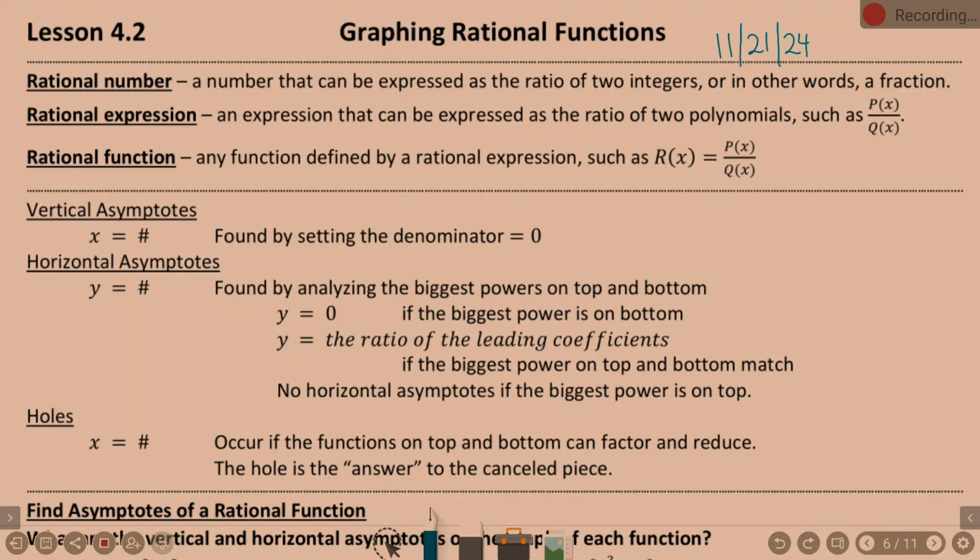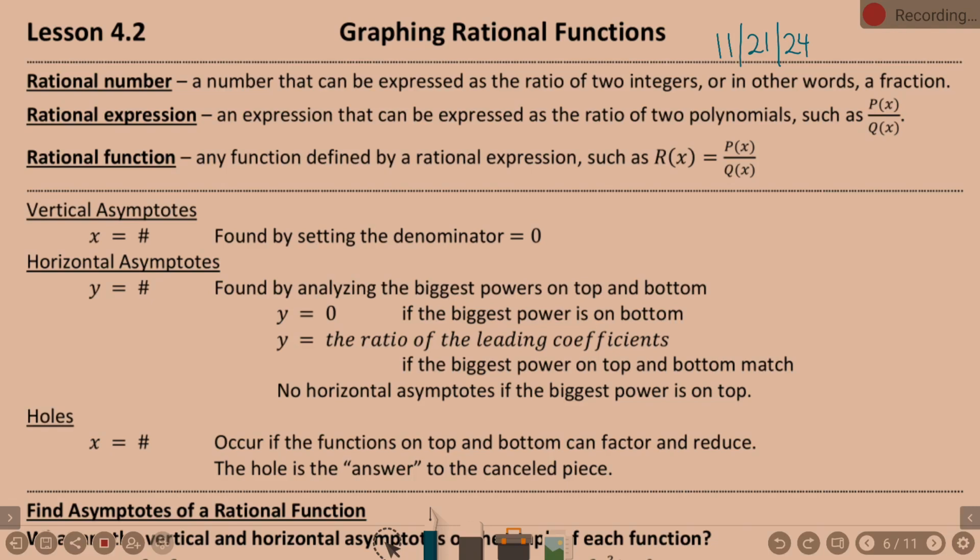4.2, officially it's graphing rational functions. Now, if you're looking at your notes, there's no graphs till we get to the back side, right? So on the front side, we're going to be working with some of the pieces of rational functions and just how to find them, okay? Specifically, one of the big things we're talking about today is asymptotes.